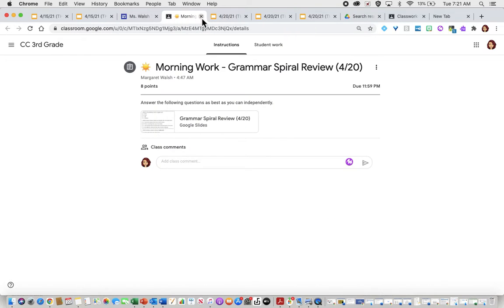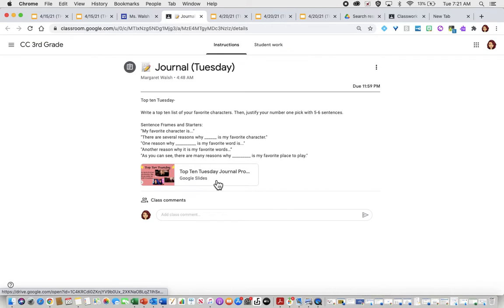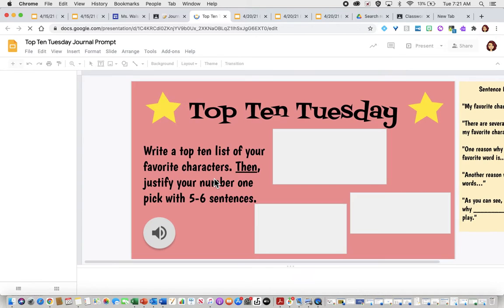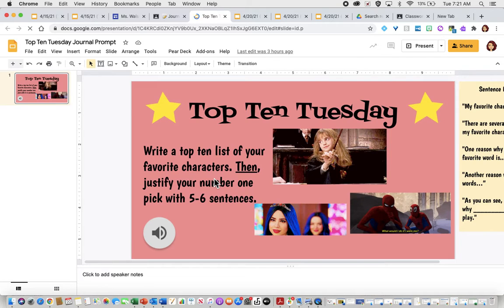Alrighty, and then we have our journal. It is Top 10 Tuesday. I'm really excited for this Top 10 Tuesday because we are going to be talking about favorite characters. You can see here, I primarily use characters from movies, but they can also be from books as well. So, for example, Dogman would be a great example of a character.